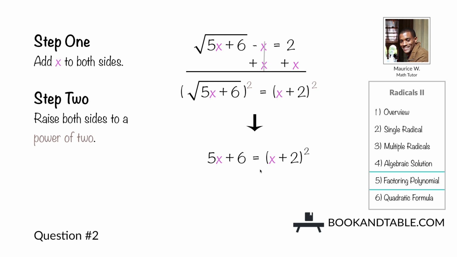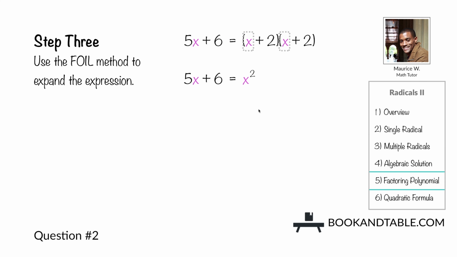Then step 3, expand this expression by using the FOIL method. So x plus 2 times x plus 2 gives us x times x, which is x squared. X times 2, which is 2x. 2 times x, which is 2x. 2x and 2x combine to give you 4x. And 2 times 2, which is positive 4.